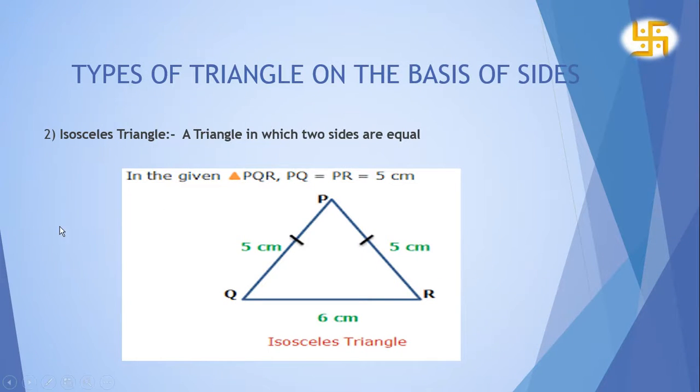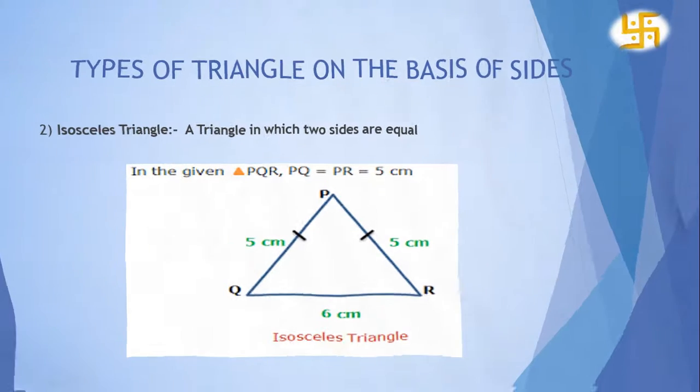The second type is the isosceles triangle. A triangle in which 2 sides are equal. See here, there is a triangle PQR. P, Q, R are the vertices, and PQ, PR and QR are the edges. Here the length of PQ is 5 cm, the length of PR is 5 cm, and the length of QR is 6 cm. Here the lengths of PQ and PR are equal. Here 2 sides are equal, so it is known as an isosceles triangle.